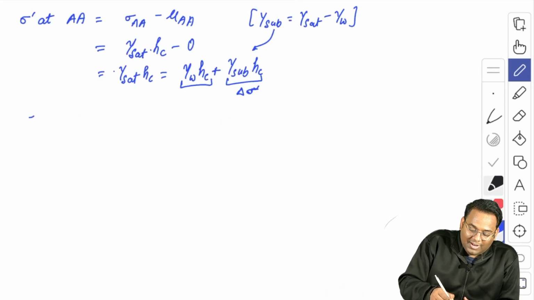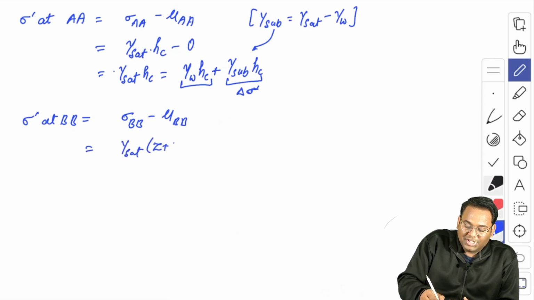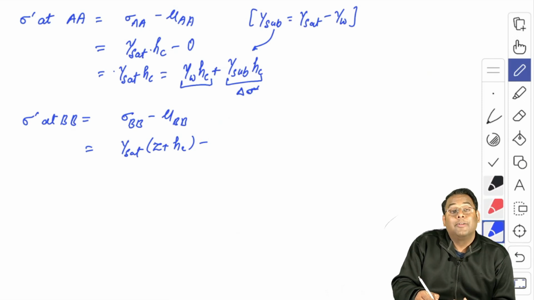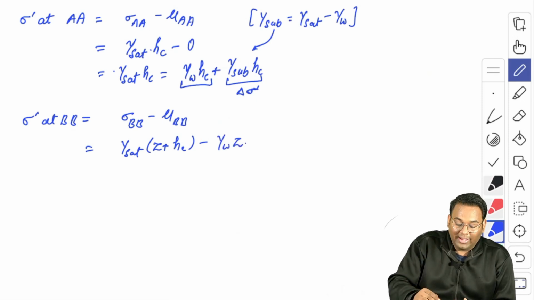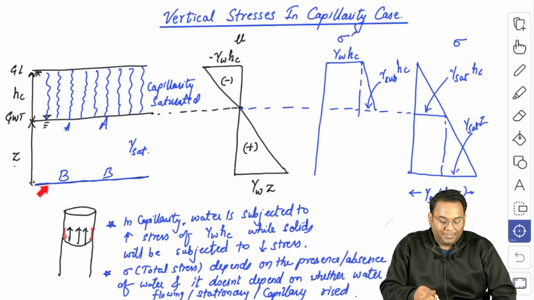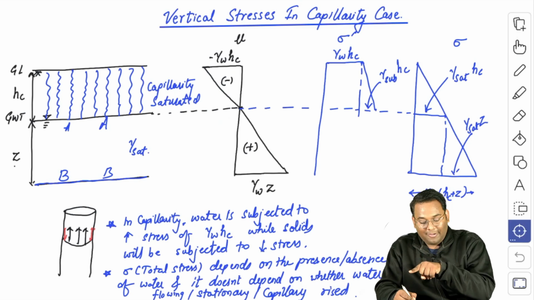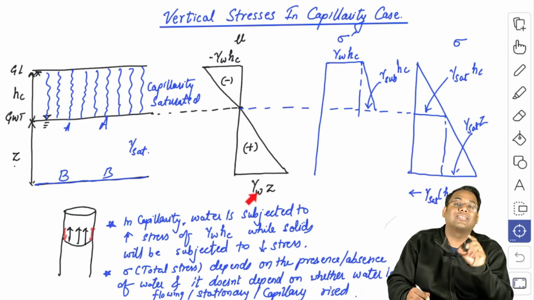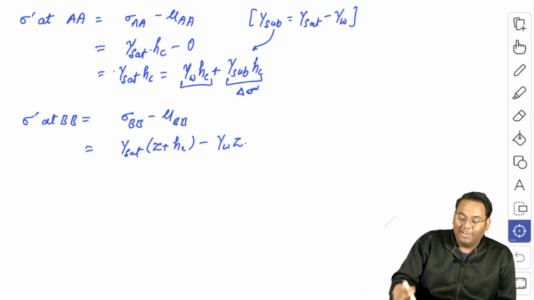So effective stress at BB level will be equal to total stress at BB minus pore water pressure at BB. What is the total stress? That is gamma saturated into Z plus HC, whereas what is the value of pore water pressure? That is equal to gamma W into Z. Let me show you that again. At this level, the total stress is gamma saturated into HC plus Z, whereas what is the value of pore water pressure? That is only gamma W into Z. So I have just written all the same values here.